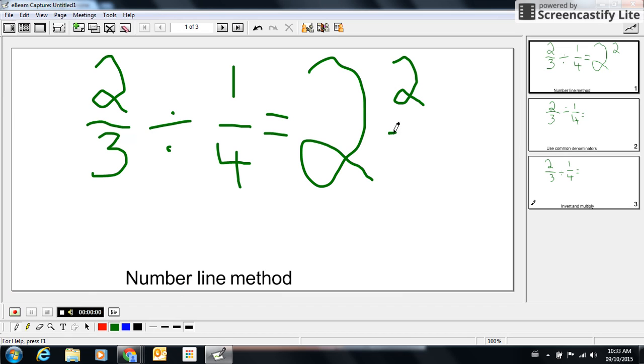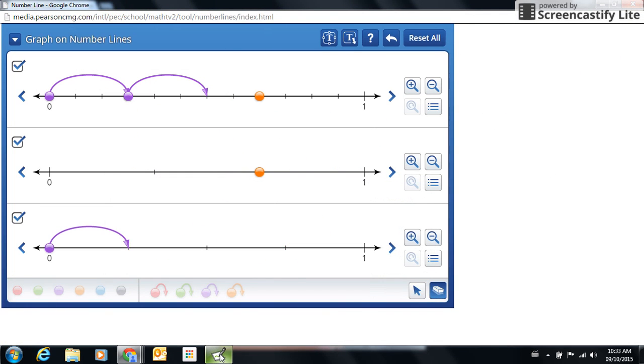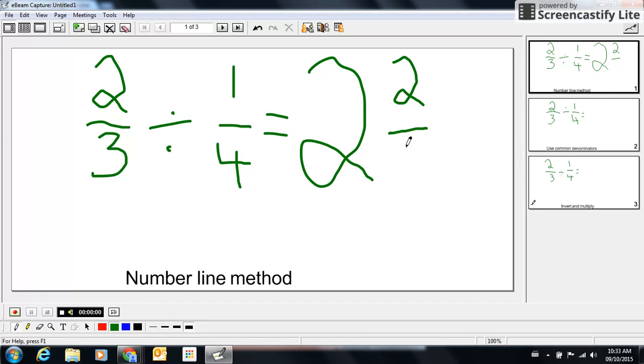Okay. Now, here's where it gets confusing: what's the number on the bottom? Well, now you got to go back and see how big was each jump. Each jump we made was 1, 2, 3 ticks. And we have 2 ticks left out of 3. So that's how we come up with the 3 on the bottom.